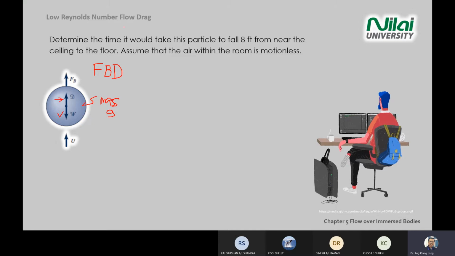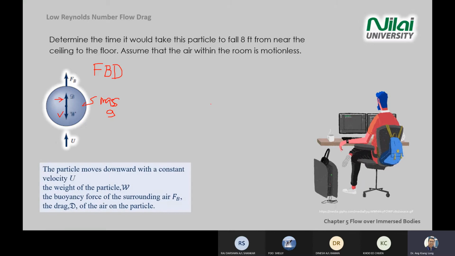So in this case, you need to calculate the time. Okay, U is moving downward. Weight is W, buoyant force is FB, drag is capital D.